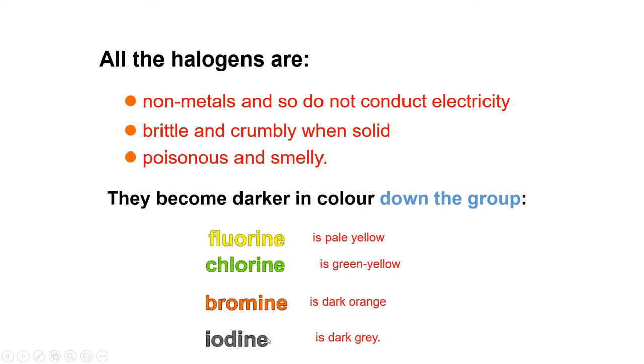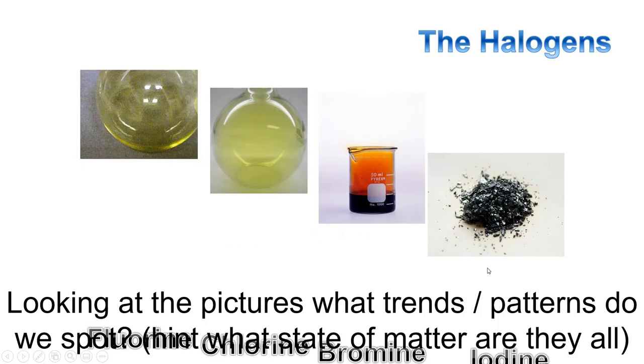So they all become darker as you go down the group. Fluorine is a pale yellow, going all the way down to iodine, which is very dark grey. Chlorine's green, bromine is a dark orangey brown. So we're getting darker in colour as we go down the group.